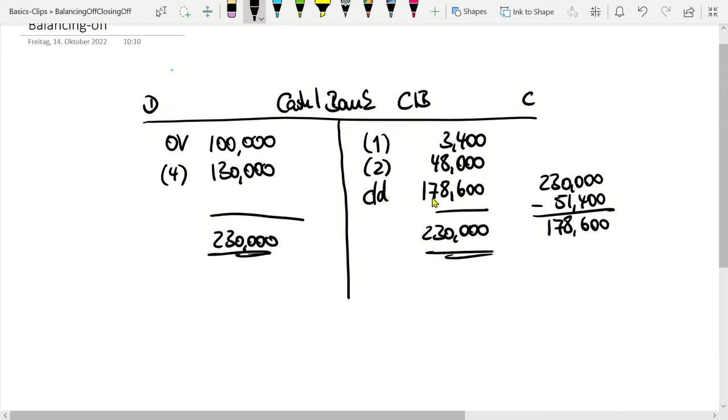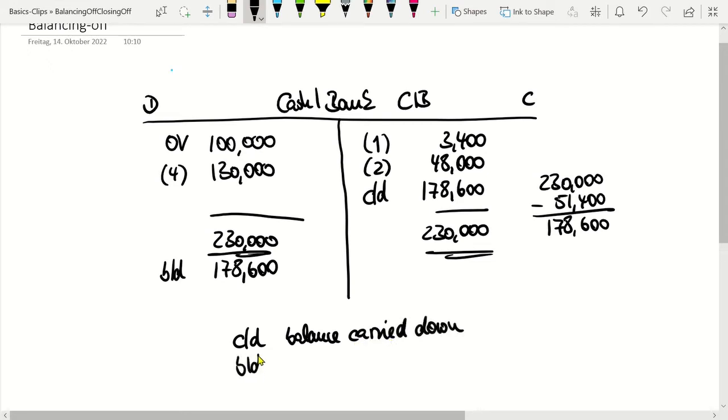As we now only made an entry on the credit side, we have to make a bookkeeping entry on the debit side as well. We'll call it the balance brought down, 178,600. Carried down stands for balance carried down, and BD stands for balance brought down. Next, we will do this in Microsoft Excel.